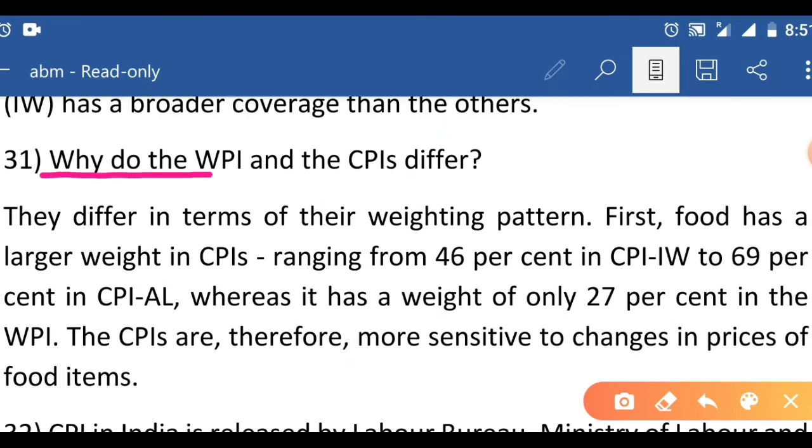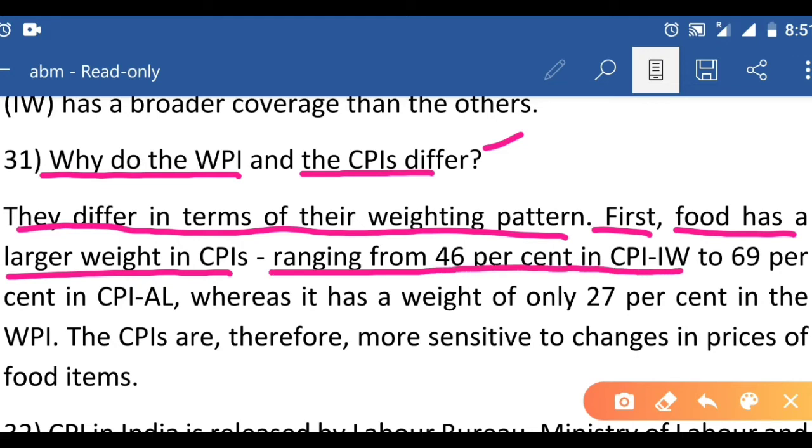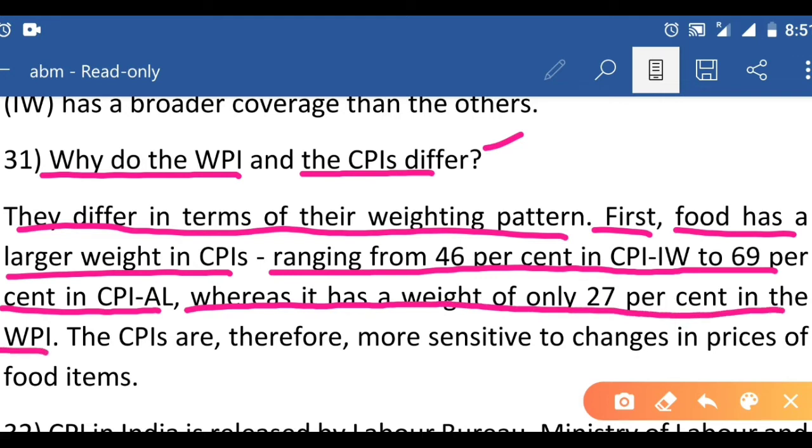Why do the wholesale price index and the CPIs differ? They differ in terms of their weighing pattern. First, food has a larger weight in CPIs, ranging from 46% in CPI industrial workers to 69% in CPI agriculture labor, whereas it has a weight of only 27% in the wholesale price index. The CPIs are therefore more sensitive to changes in the prices of food items.